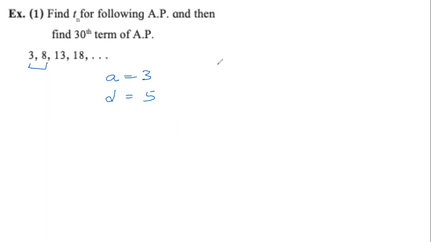So what we have to find out is Tn equals A plus (n minus 1) into D. We have to put the value of A or T1, whichever formula you use, and the value of D. So A is 3, D is 5, and solve it. That is what the question is.